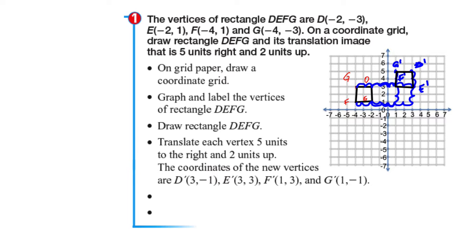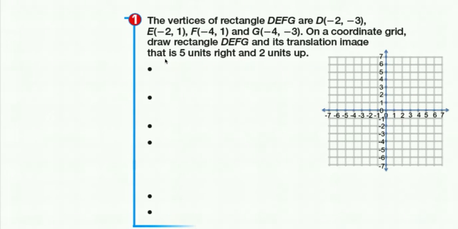Okay, this doesn't work. Let's take a look at example number 1. The vertices of rectangle DEFG are point D, negative 2, 3, point E, negative 2, 1, point F, negative 4, 1, point G, negative 4, negative 3.